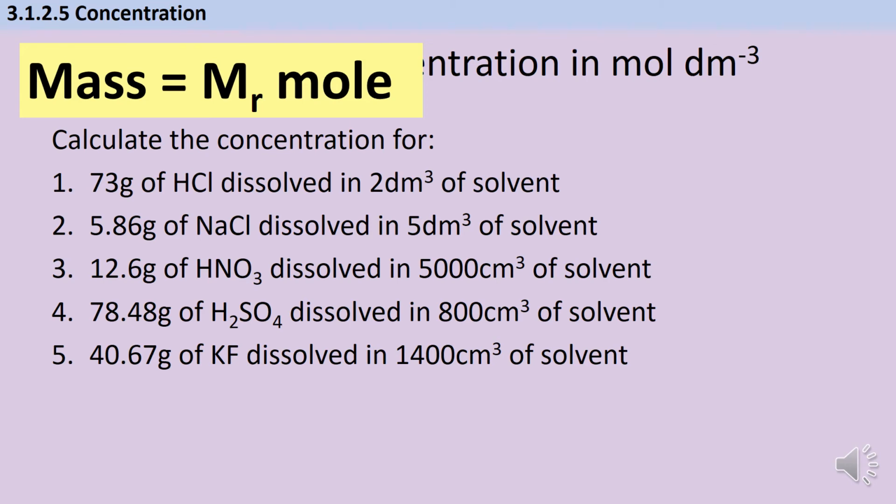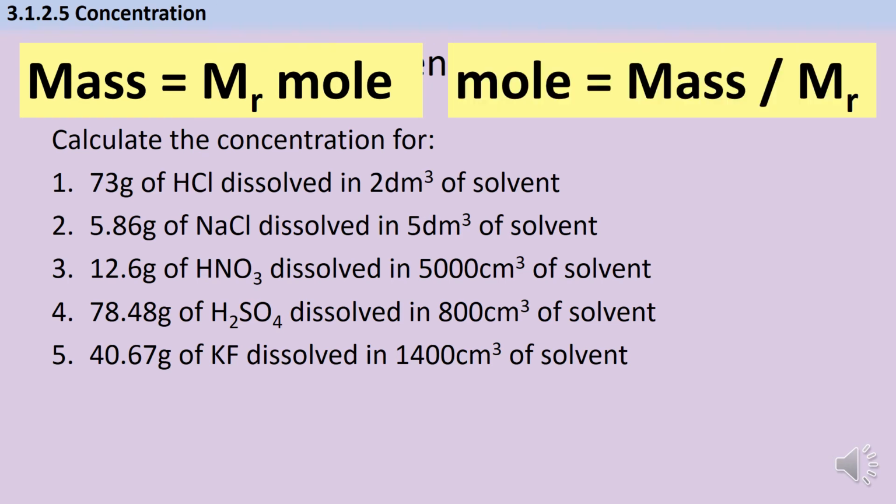And then we're going to use this equation, but we're actually going to rearrange it. So we're going to get rid of the Mr from the right-hand side. At the moment, it's multiplying, so to get rid of it, we divide it. And what we get left with instead is moles is mass divided by the relative formula mass. So the number of moles of the chemical we've got is found by doing the mass, say 73 grams, divided by the relative formula mass of that compound.